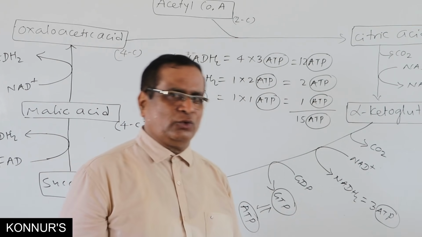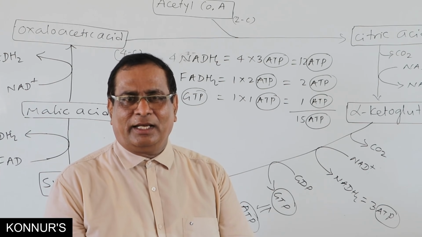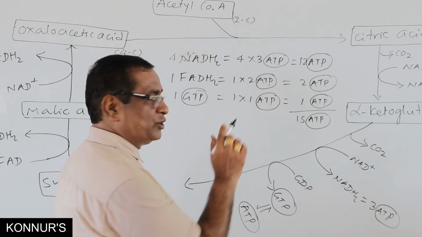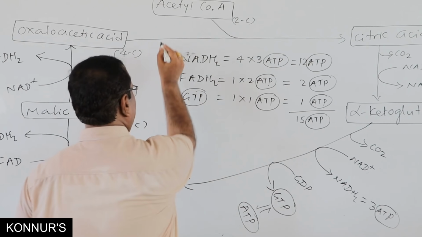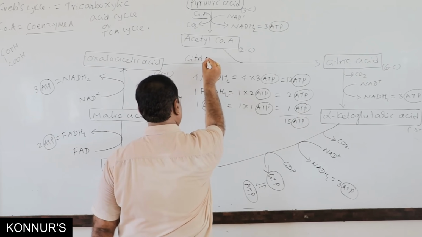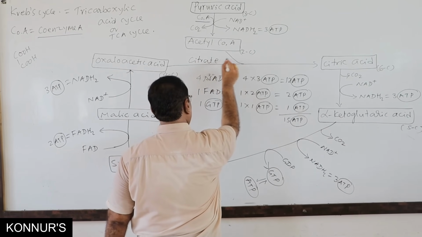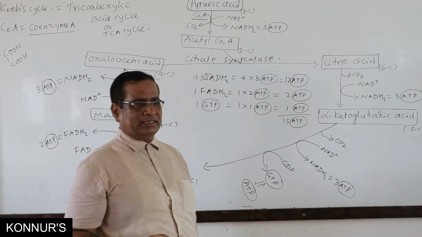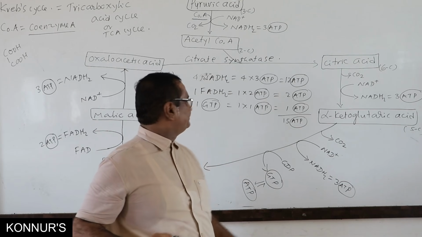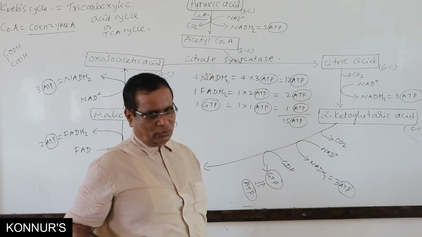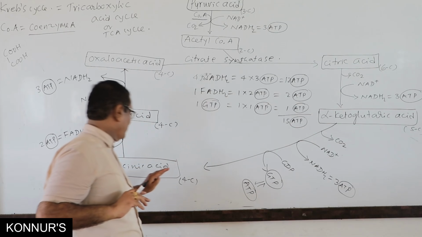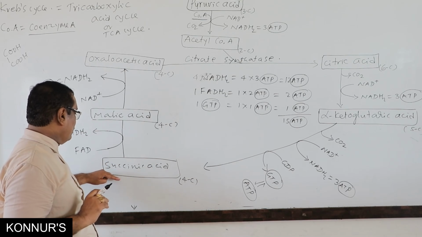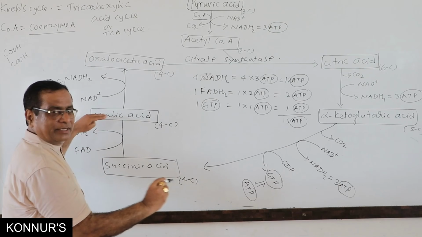Yes, and in addition to that, they may ask the name of the enzyme which takes part during the formation of citric acid. That enzyme is citrate synthetase. You should remember that. Okay? And in addition to that, in which of the following steps is FADH2 formed? Conversion of succinic acid into malic acid.